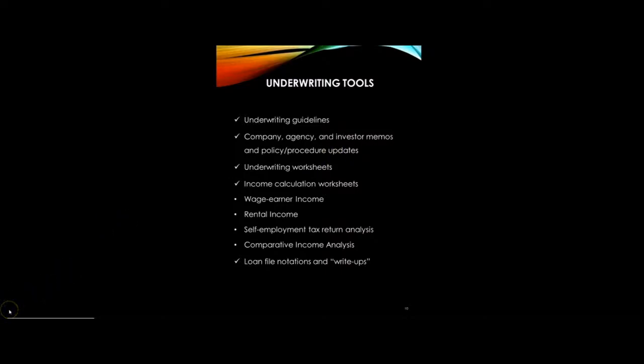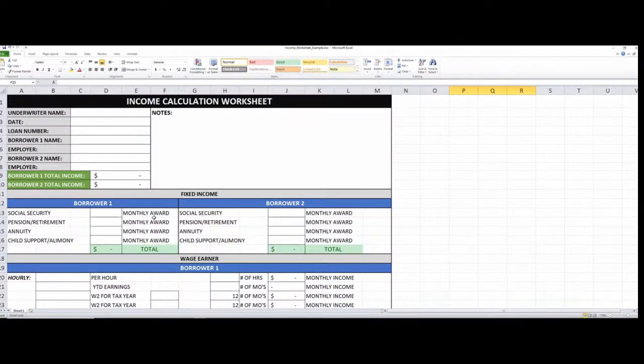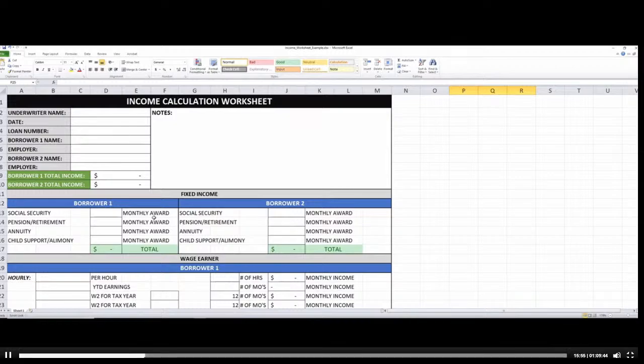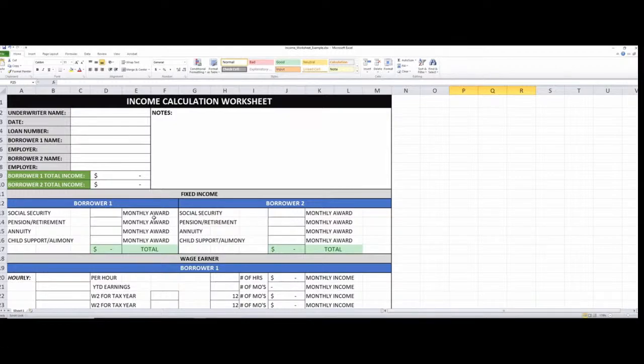I'm going to show you briefly one of the tools, which is the income calculation. All right, this is actually an income worksheet. Every company has a different income worksheet. I've seen companies kind of use the standard Fannie Mae, Freddie Mac worksheets. Some of them create their own. This is an example only. Don't look and say, all right, my job doesn't have this exact one, should I be telling them to get this exact one? Every company is different. I've created my own over the past years.